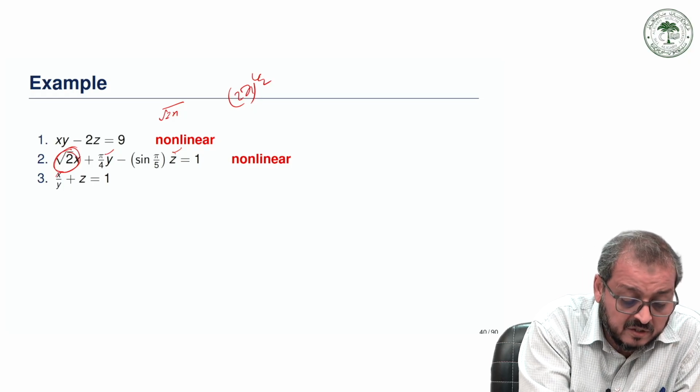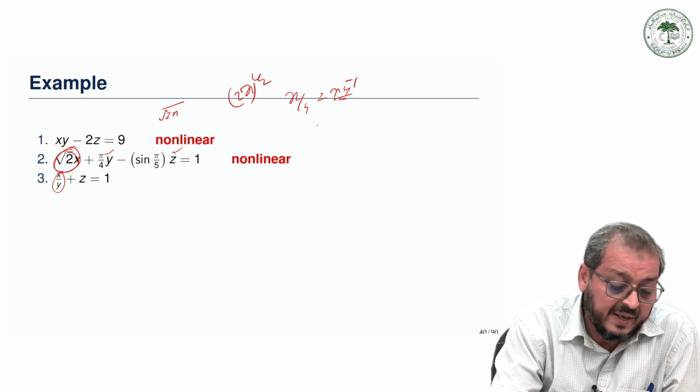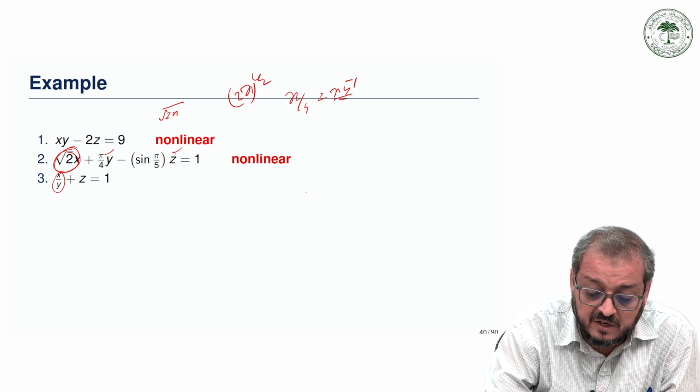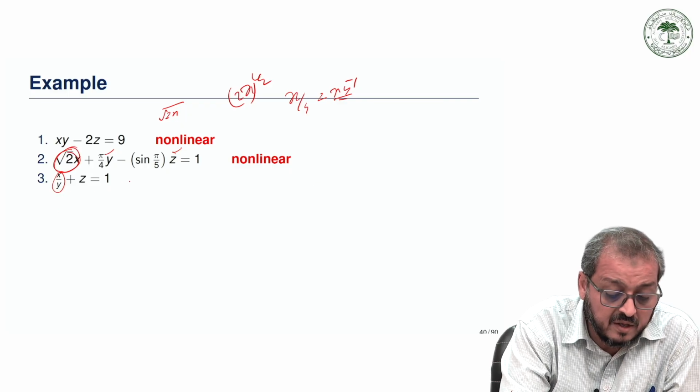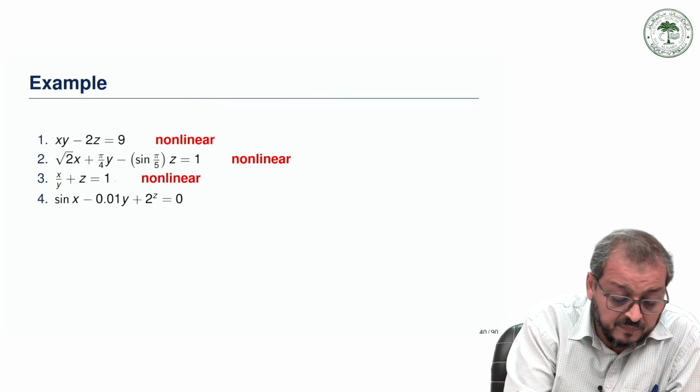Here again, clearly you can see x over y. This means x y to the power minus 1 is a product of the two. Again, we can say that is a variable. So clearly, again, this is not linear. So we can say that this equation is also not a linear equation.